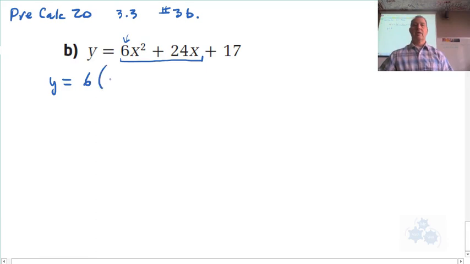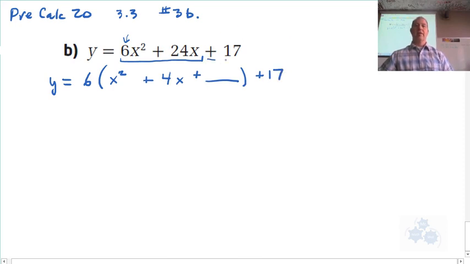Take a 6 out, and you're left with x squared plus, what's 24x divided by 6? It's 4x, right? 6 times 4 is 24, is that right? Okay, so that's great. You want to factor that out. Then what you want to do is complete the square. Remember, inside the brackets, that's the whole goal, is completing the square. So we want to make a space there.